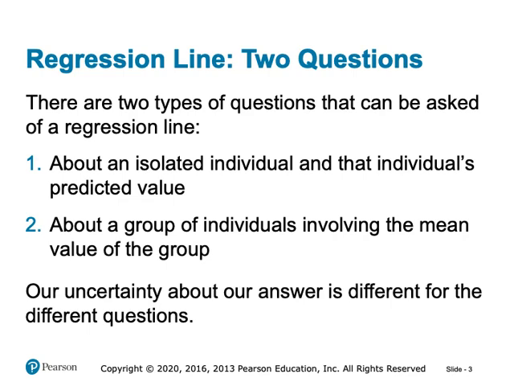The second type of question shifts our focus from an individual to a group of individuals. Instead of asking about one fish, we might ask, what is the average mercury level for all the fish in the lake, given the pH level of the water? Here, we're concerned with estimating the mean value for a larger group, which often involves less uncertainty than predicting an individual outcome. It's important to note that our uncertainty in answering these questions varies.